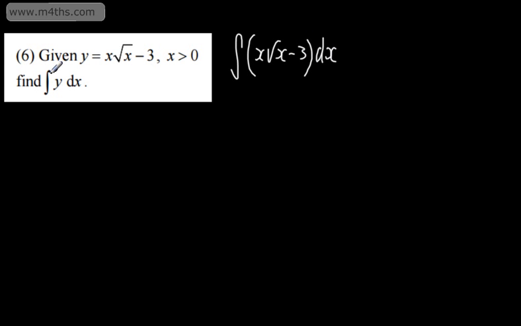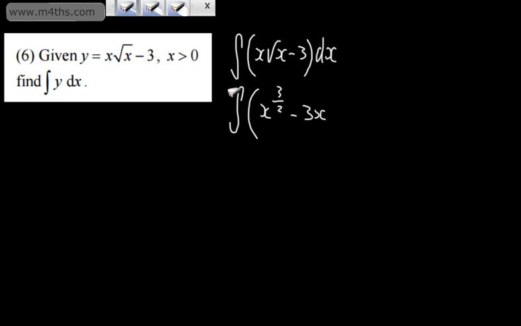So I've included this one as the notation is very slightly different, but all we're doing is putting this in. So x times root x is going to give us now x to the power of 3 over 2, and then we're going to have minus 3x. Very similar to a previous one, and all we need to do is integrate this. So let's go ahead and do that.